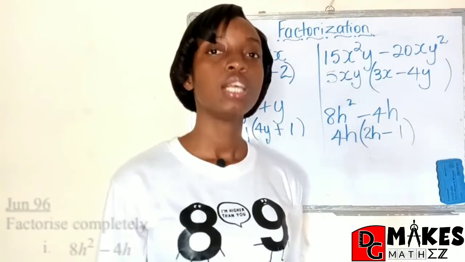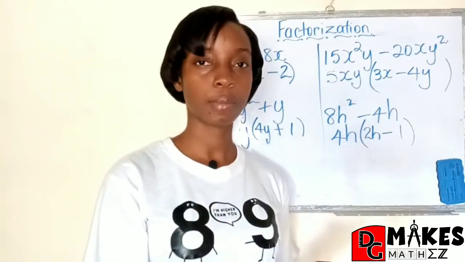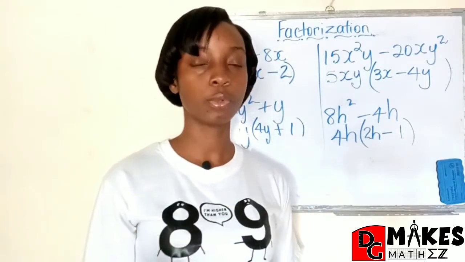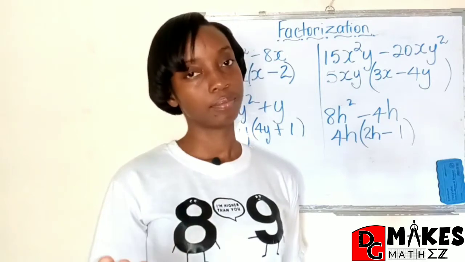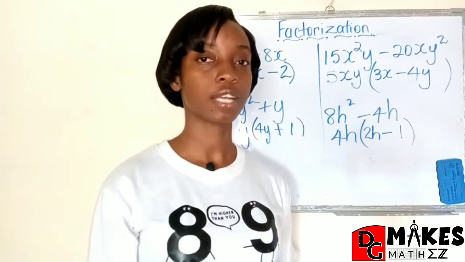Pretty simple. So that's it for the most basic form of factorization, which is just to remove a common factor, more likely the highest common factor.